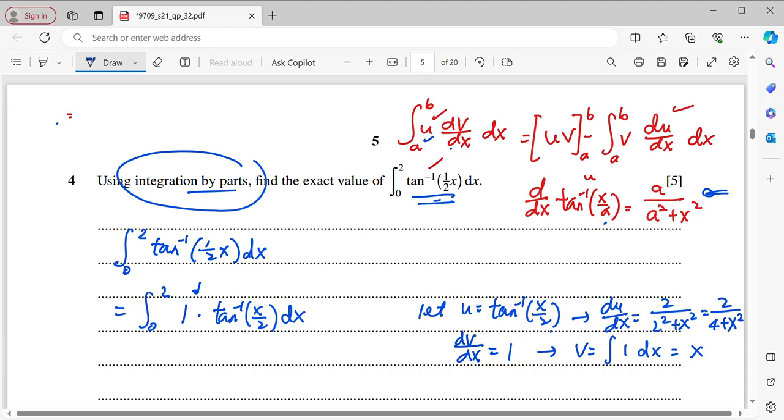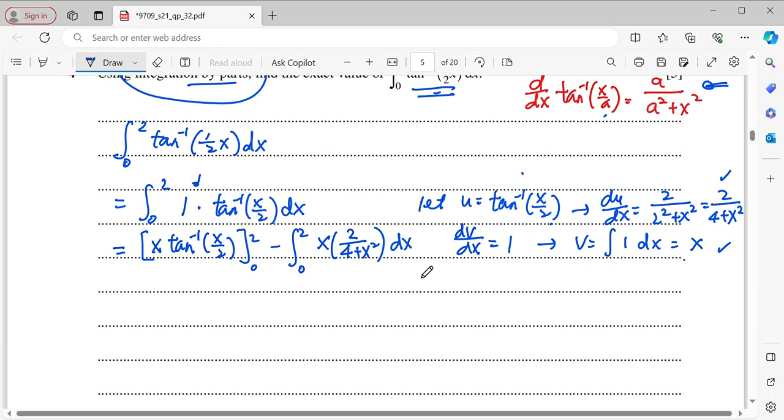Okay, so then the next step is just apply this integration by parts formula. It will be uv, so x inverse tangent x over 2 with limits 0 to 2, minus integrate from 0 to 2 v du dx. Okay, so x times 2 over 4 plus x squared. Then I will be getting this expression.